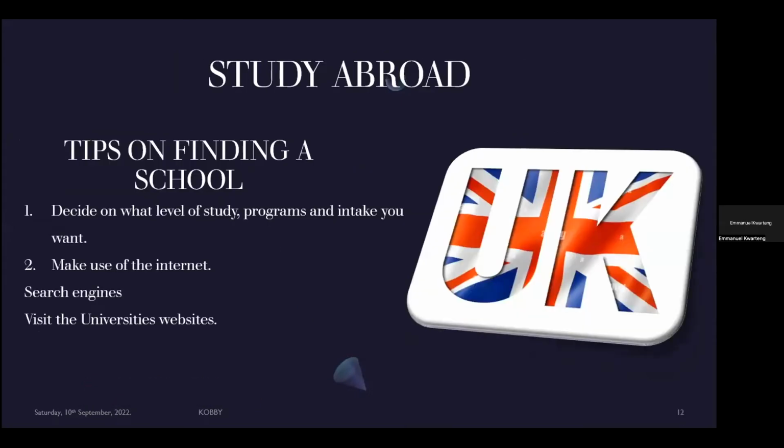So, tips on finding a school in the UK. The first point is to decide on what level of study you want to do. I know most of us are either doing undergrad or have done an undergrad study already. But if you think getting into the UK, the best thing for you to do is to do another undergrad degree, go for it. If you think you have to do a master's, go for it. If you've already done a master's and you want to do a PhD, go for it, whatever you want to do. So you decide on the level of study you want to pursue.